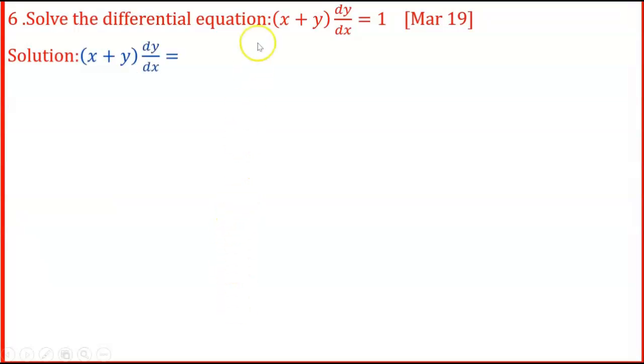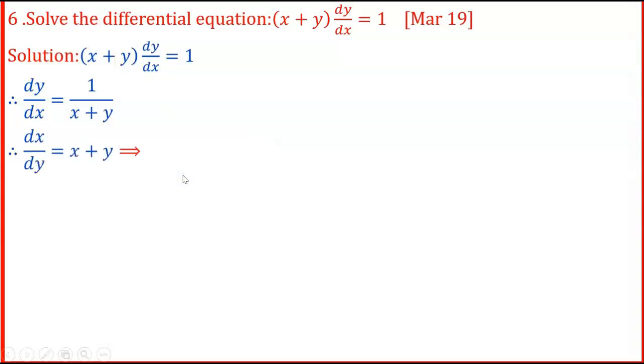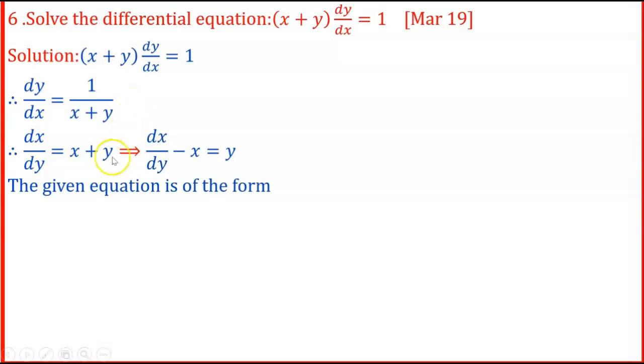Solve the differential equation (x + y) dy/dx = 1. Therefore the equation can be written as dy/dx = 1/(x + y). Again, it is written as dx/dy equals the reciprocal of this, which is x + y. It implies that dx/dy − x = y.